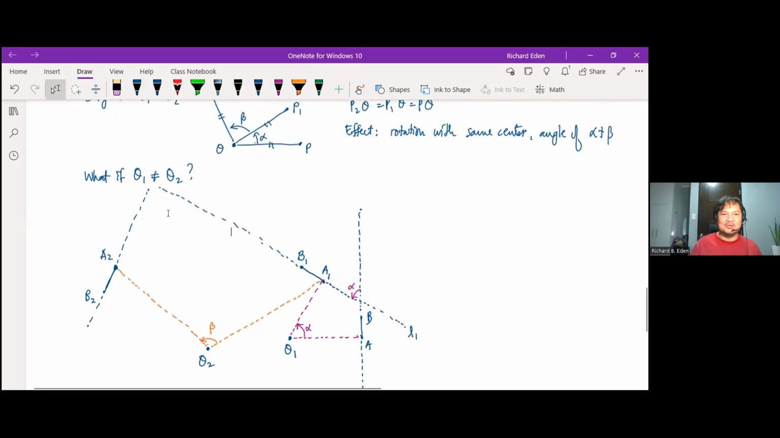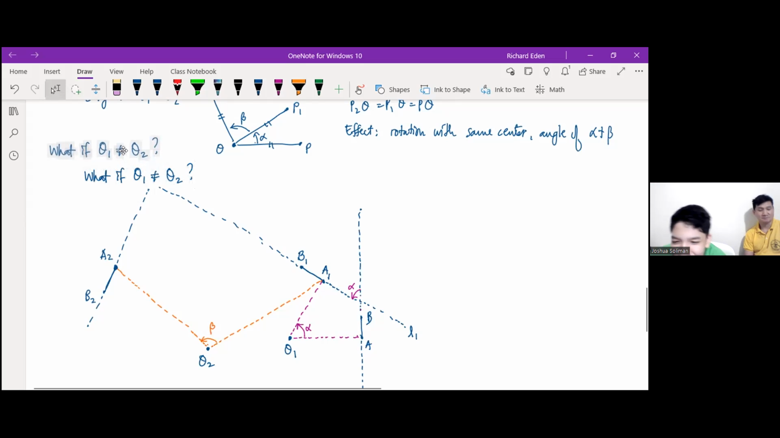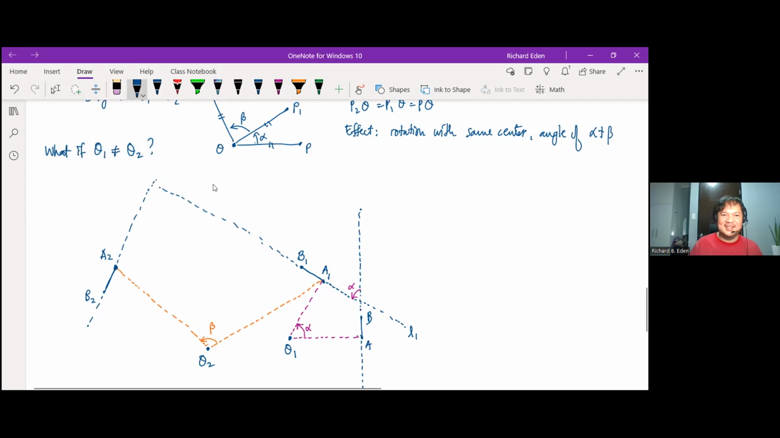Okay, urong na lang natin ng question. What if O1 and O2 are different? What? That is such the pinnacle of laziness. Quack, quack, quack, quack, quack.